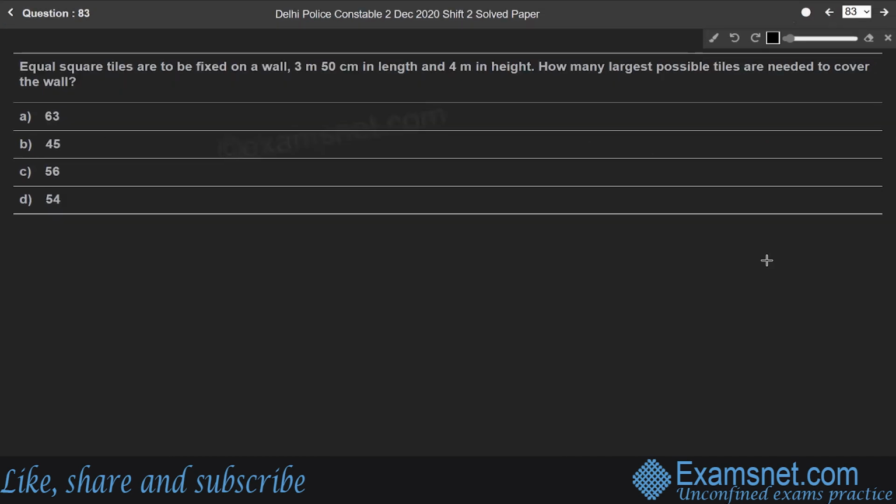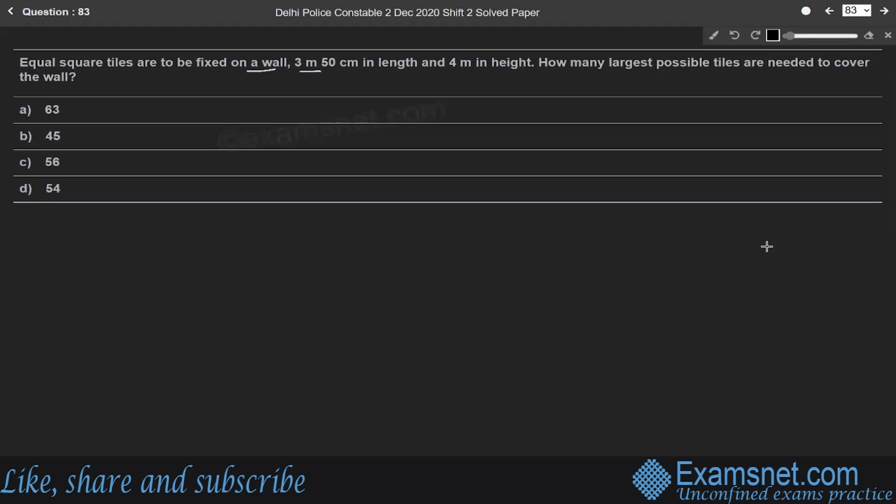Question 83. Equal square tiles are to be fixed on a wall of 3 meter 50 centimeter length and 4 meter in height. How many largest possible tiles are needed to cover the wall? Consider a wall of length 3 meter 50 centimeter and height 4 meter. So we have to find the largest possible number of tiles needed to cover the wall. So for this, the area of the wall.